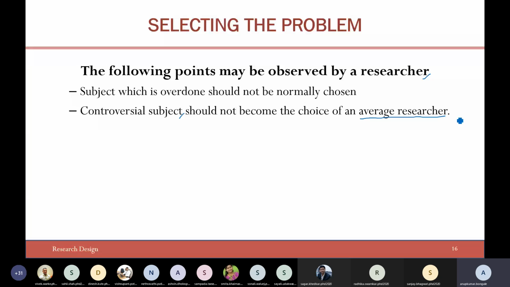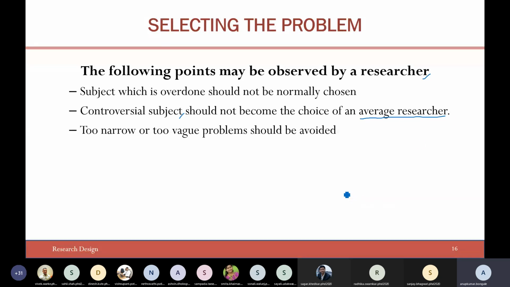These are the guidelines that one should think of, right? A controversial subject should not become the choice of an average researcher. So you should think whether you should go ahead. There are endless possibilities, you see that, but you should also think of the timeline, whether you are able to complete all the formalities and all the necessary things within the timeline or not. I'm just trying to give all the information from the practical insights, okay?